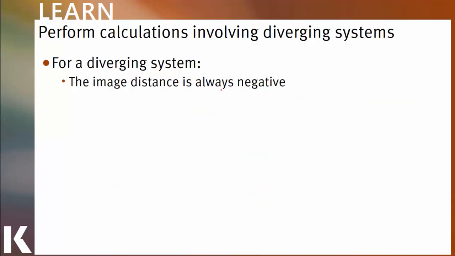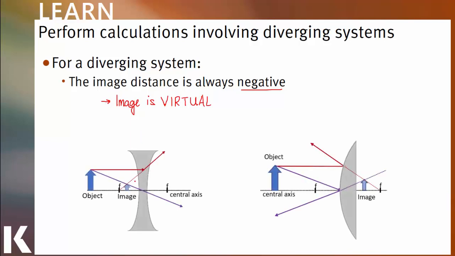In addition, for diverging systems, the image distance will also always be negative. So what does it mean when an image distance is negative? Primarily, it means that the image is virtual. Now, I want you to recall from previous videos that the term virtual image simply means that the image formed is made by either one or two traced back rays. In other words, the rays of light do not converge to create an image. Also, because these images are made by the tracing back of these rays, that means that the image will always be on the opposite side of either the refracted rays or the reflected rays.